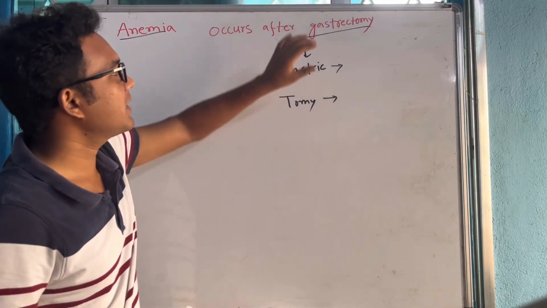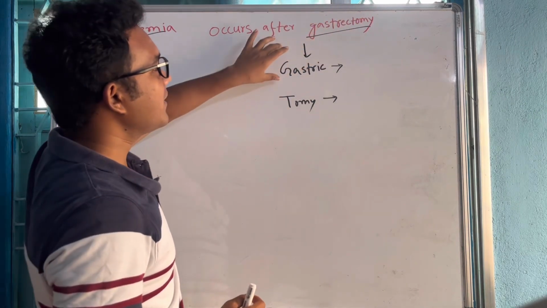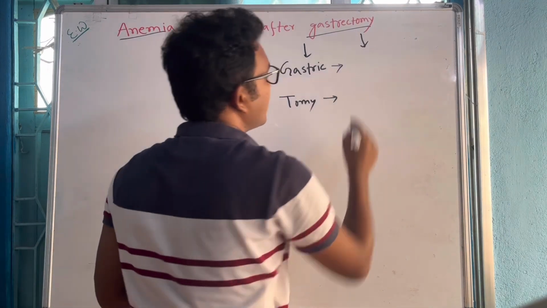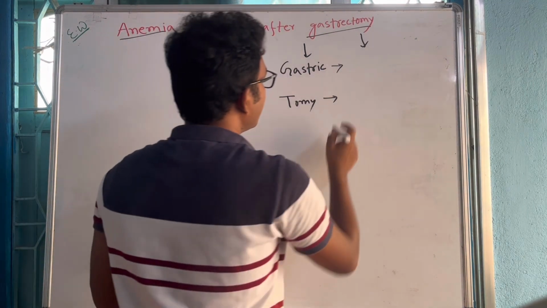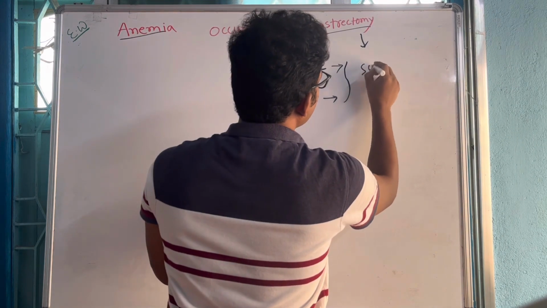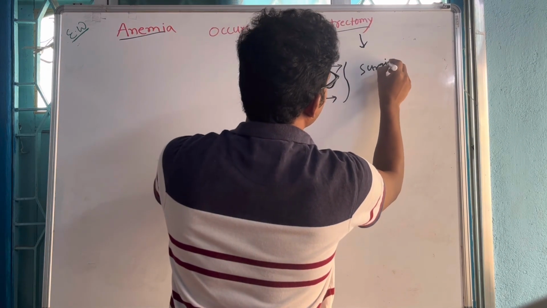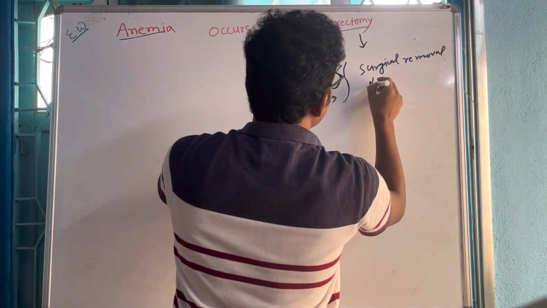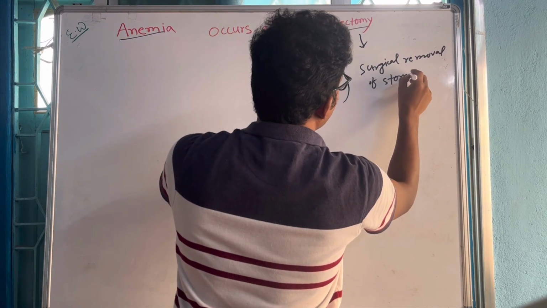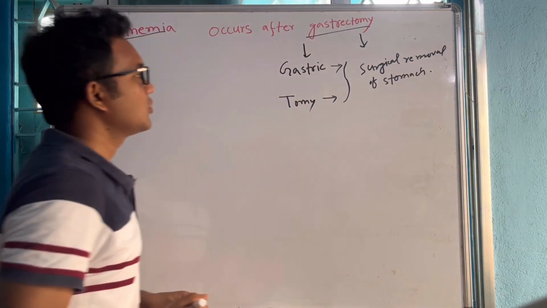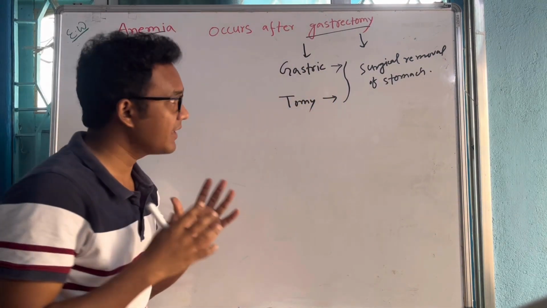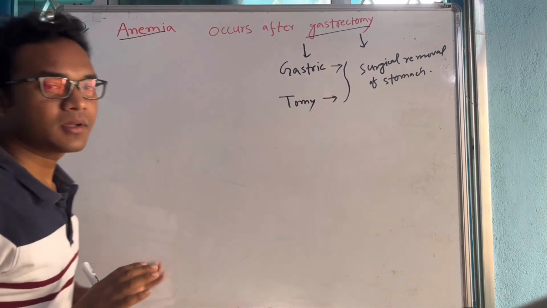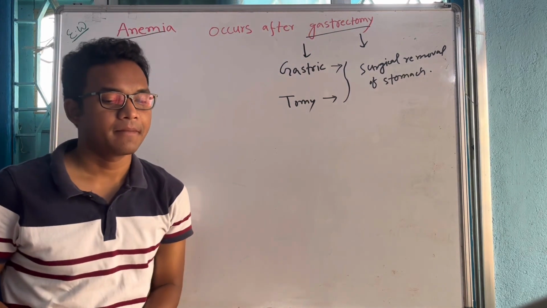Okay. So here is gastrectomy. It means the surgical removal of the stomach. So gastrectomy means surgical removal of stomach. So we have to make a relation with gastrectomy and anemia. Clear? Okay.